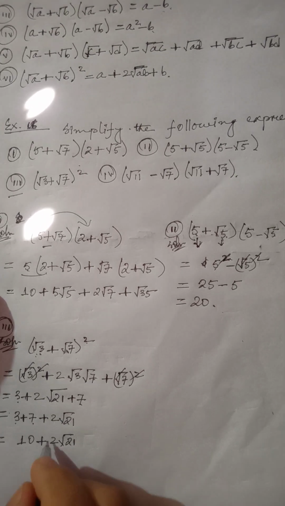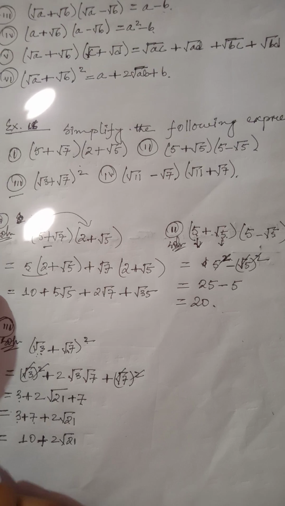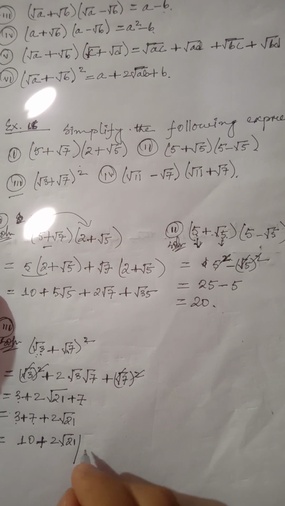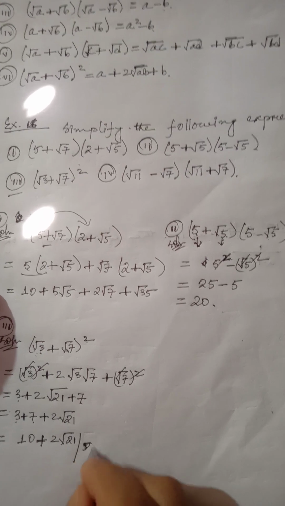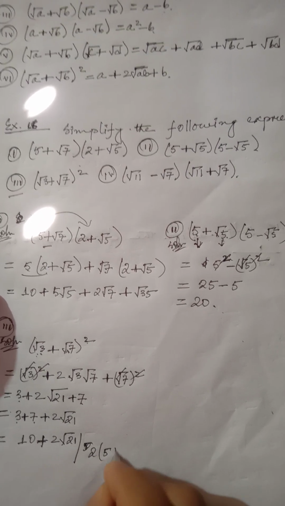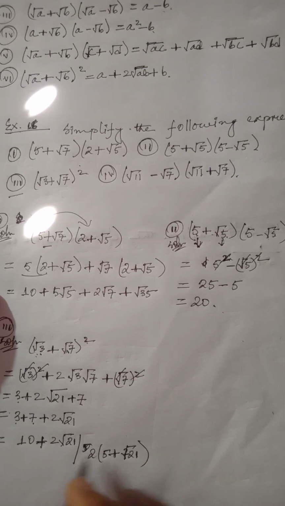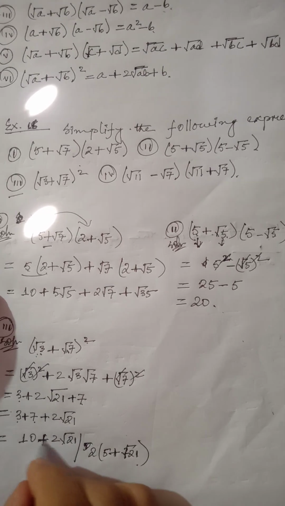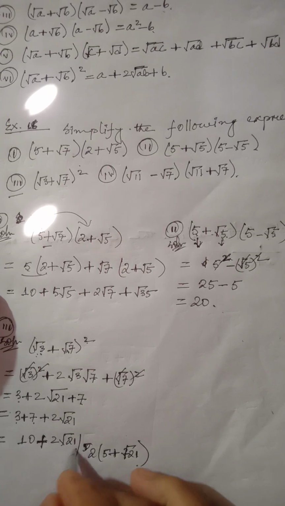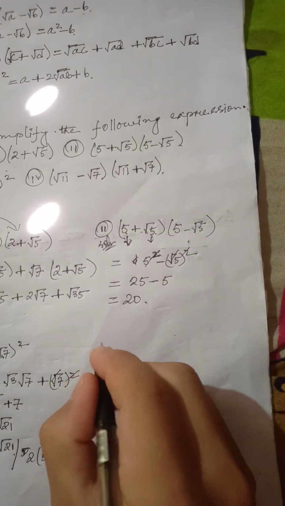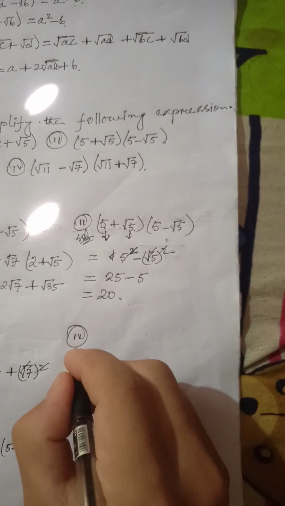If you want to expand this one, then you can expand like this by taking common: 2 into root 21. So you can expand in this way. If you want to stop here, then you can also stop. So that's all. Then let us proceed to Roman number 4.